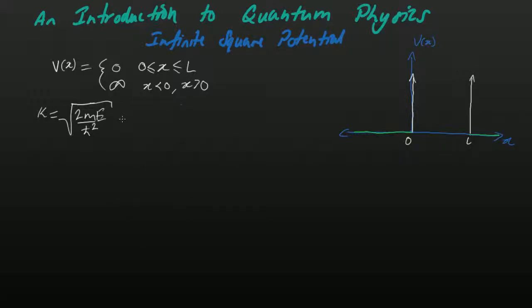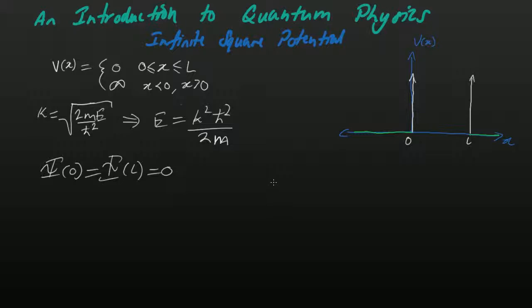Something a little bit more important at this moment would be describing what the energy levels are. So we'll make E the subject, which equals k squared h bar squared on 2m. Righty. Now let's have a look at what the wave function looks like inside. We'll look at the boundary conditions that may help describe it. So we know that the wave function at 0 equals the wave function at L, which equals 0, as you can see.